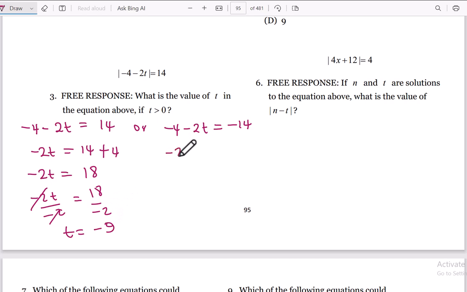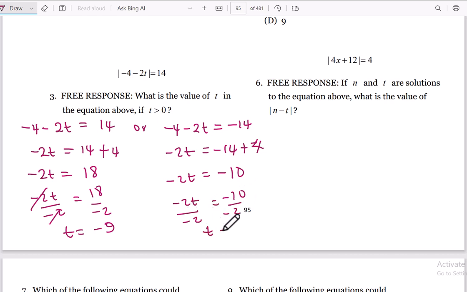So let's do the same here. We have negative 2t, collecting like terms, is equal to minus 14 plus 4. So from here, negative 2t is equal to minus 14 plus 4, which is minus 10. So divide both sides by negative 2. They'll cancel out and t will stand alone. This is 5, because the negatives cancel out, and 10 divided by 2 is 5.